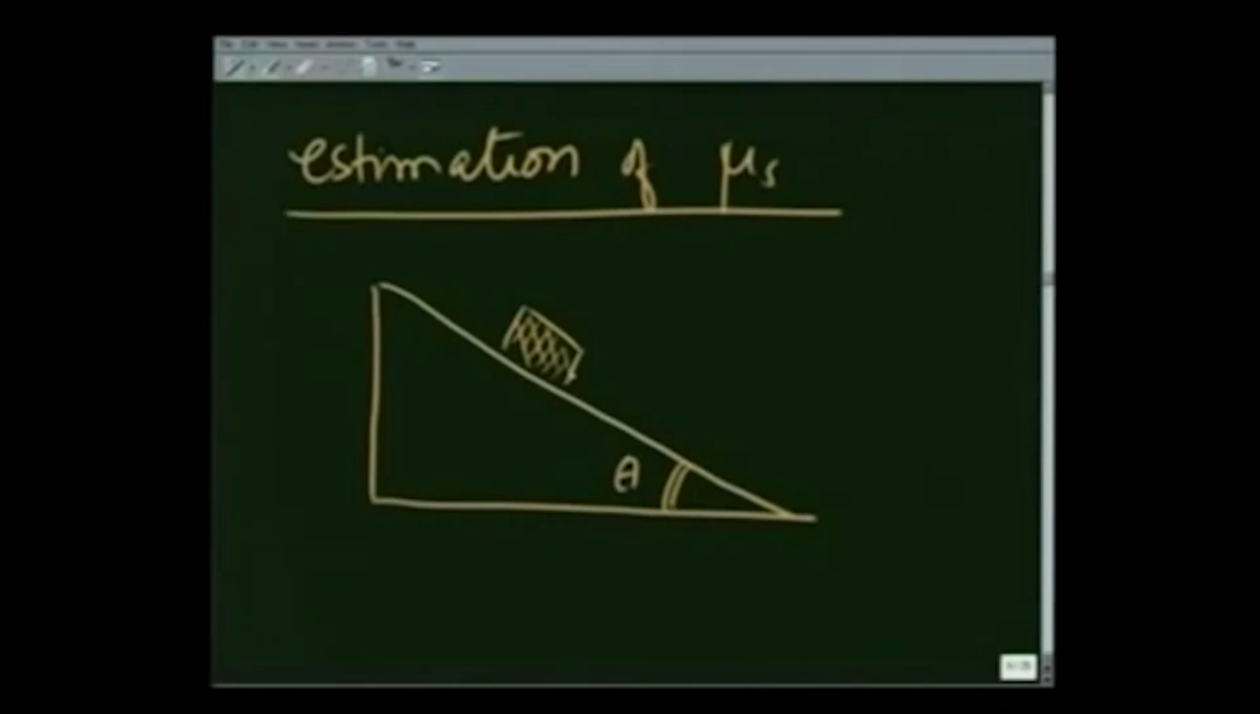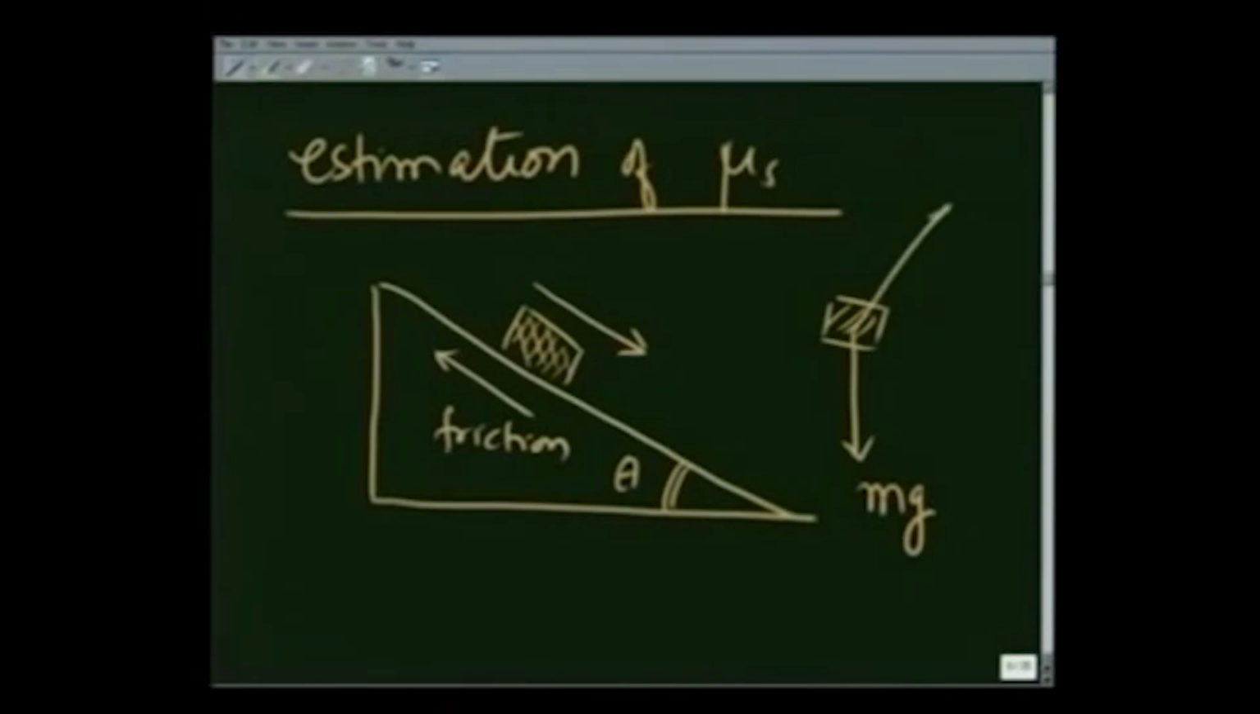Since without friction the body has a tendency to move this way, there will be a frictional force trying to stop it this way. If I make a free body diagram of this block, it has its own weight mg pulling it down, a normal reaction N due to the surface, and a frictional force this way. Let us consider the body in equilibrium and see what happens.